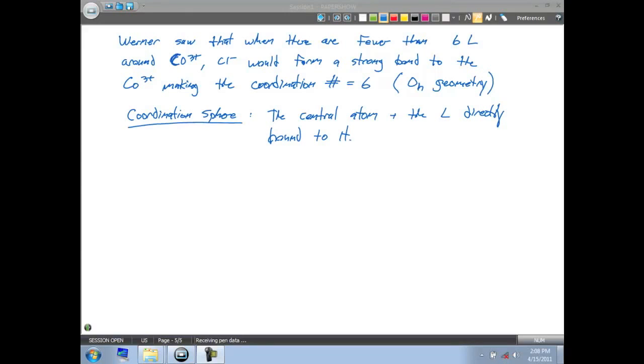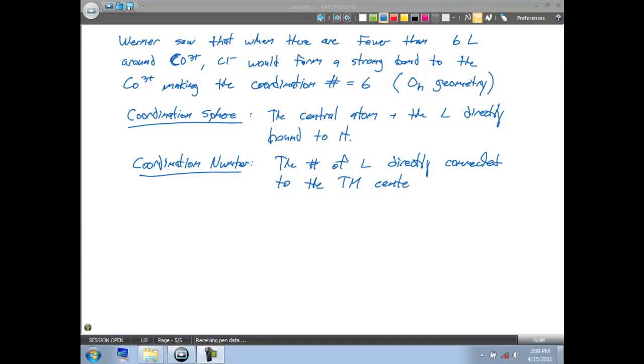There's also a term called coordination number. And this term is the number of ligands directly connected to the transition metal center. And typically the most common one that we'll use is coordination number. So we need to determine various coordination numbers of these transition metal complexes.